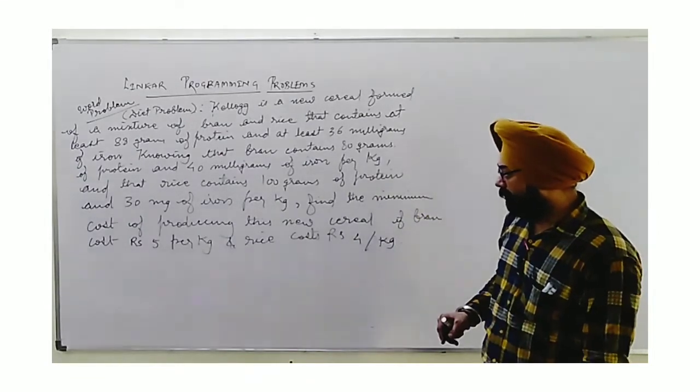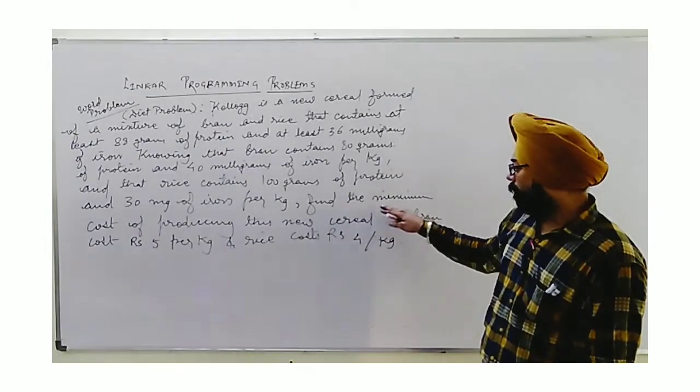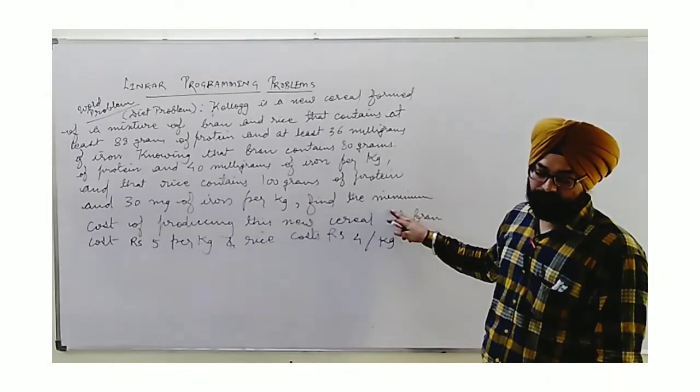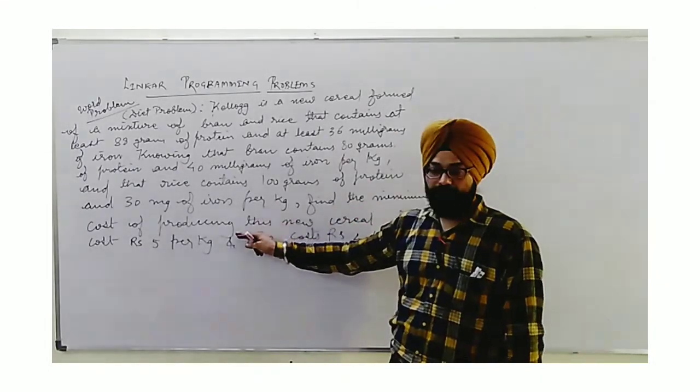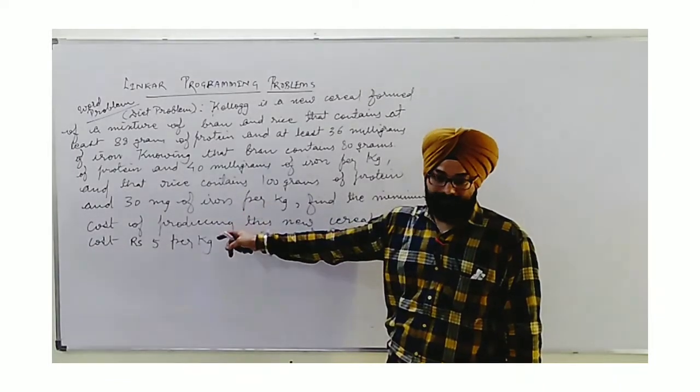Let's see. We see here, find the minimum. Generally this is given in the last of the question. Find the minimum cost of producing, means cost we have to minimize.